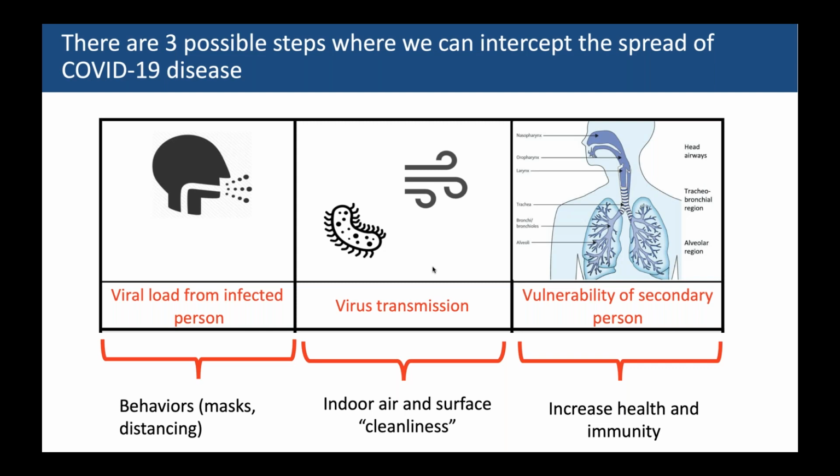So the first column, again, is a behavioral step. The second column is where indoor air management and surface hygiene is critical. And the third column, increased health and immunity, is where a vaccination would come in, or doing everything you can to stay healthy.